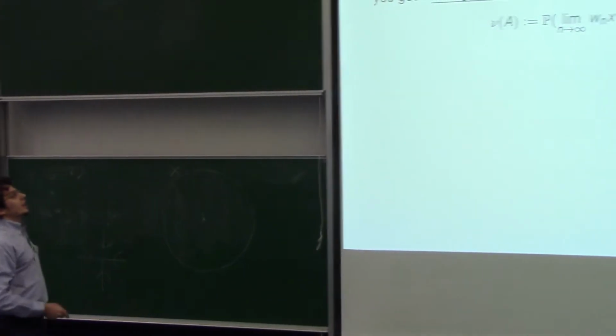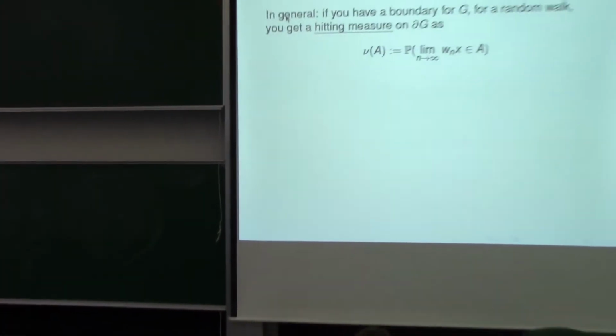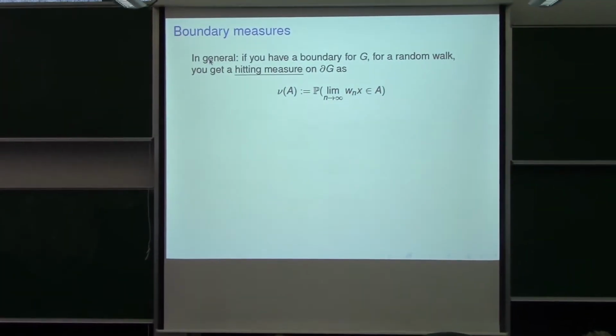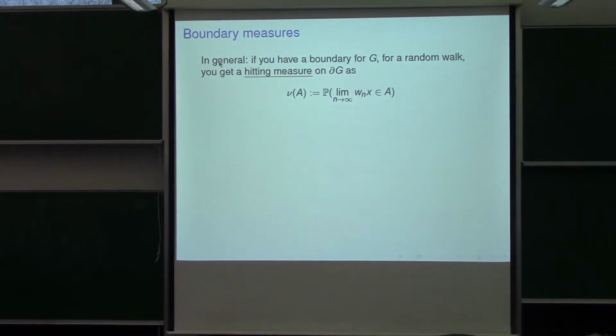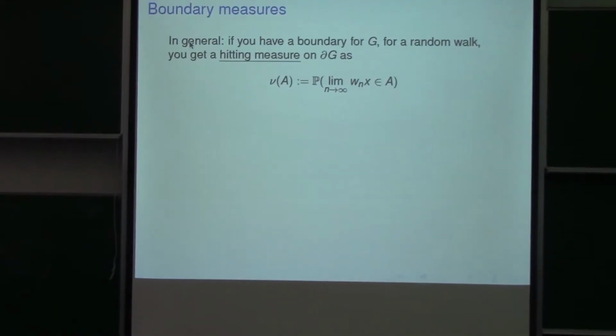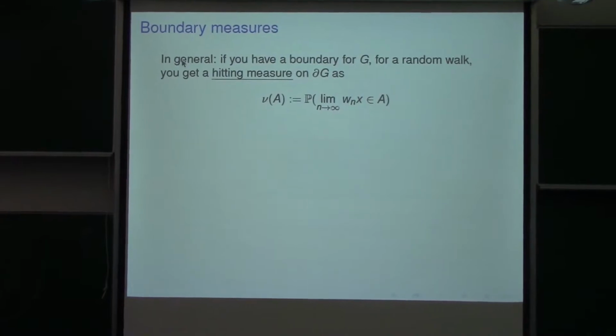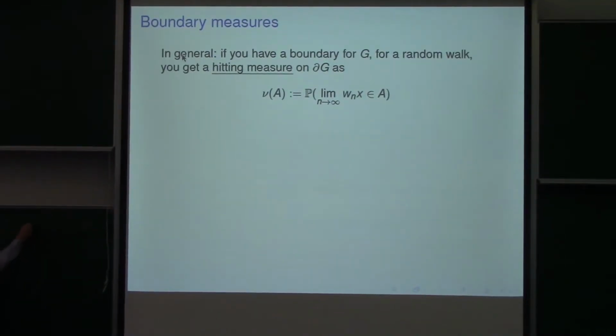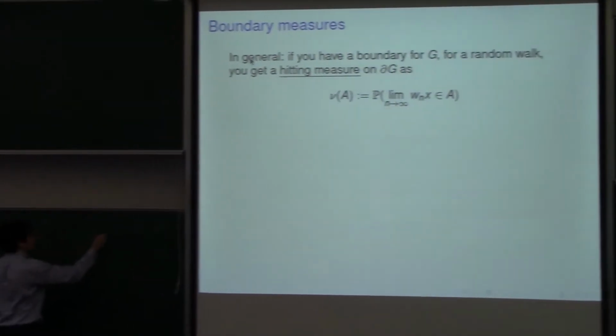So in particular, the general setup is that if you do a random walk on a space like this, you get a hitting measure on the boundary. So you can say, I have a subset of the boundary, let's say A, and I ask what's the probability that I'm going to hit A.